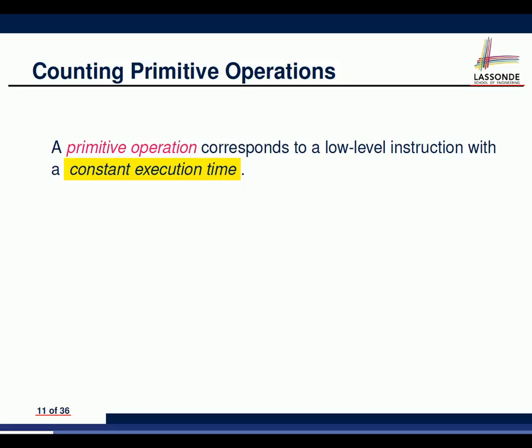Let's define, let me give you a list. The first one, assignments. If you assign some value into some variable, it's considered as primitive. Very easy. Fetch the value from the memory, assign that to another memory. Okay. Second one, indexing into an array.